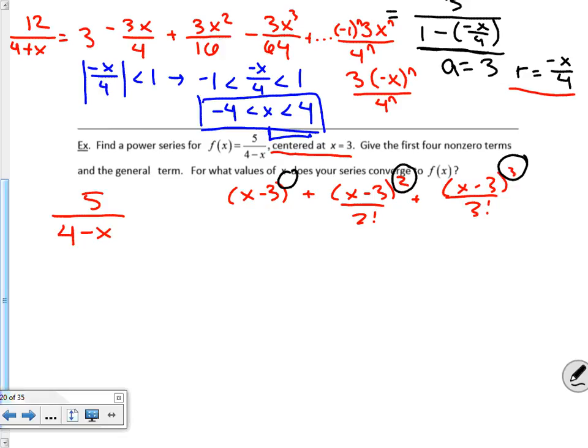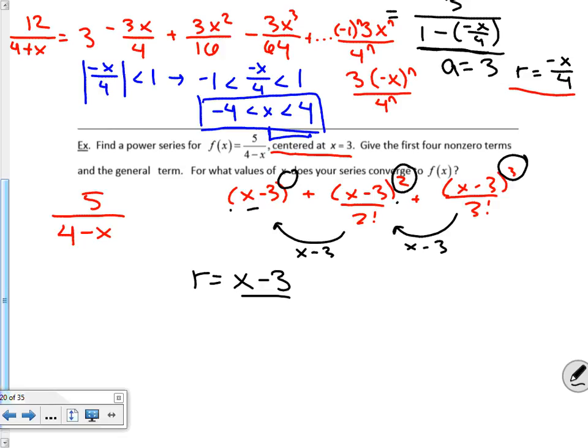It's like you're multiplying each prior term by x minus 3. You're multiplying each term by x minus 3 to get to the next one. So if we think about it that way, we want an r, our r of our geometric series, to be x minus 3. We want to multiply each term by x minus 3 to get to the next term. Okay? Well, I don't know if I have that yet, but I can use this 4 to manipulate it to get an x minus 3 as my r.